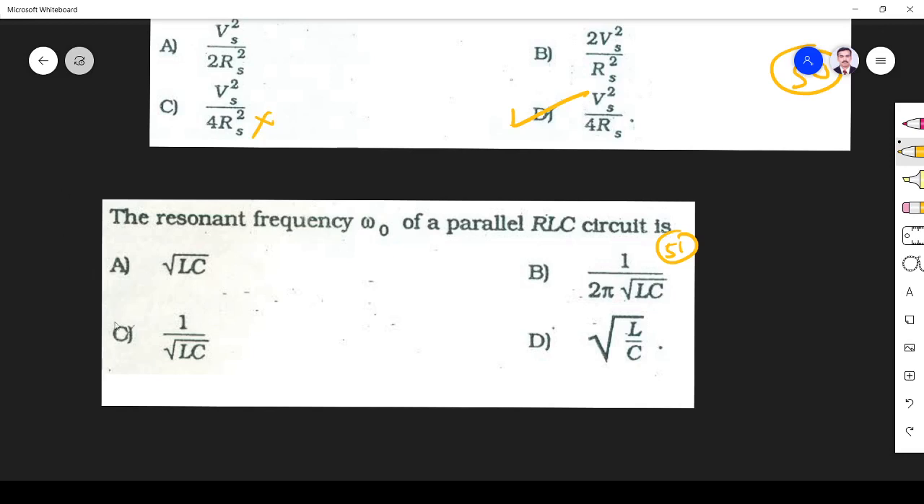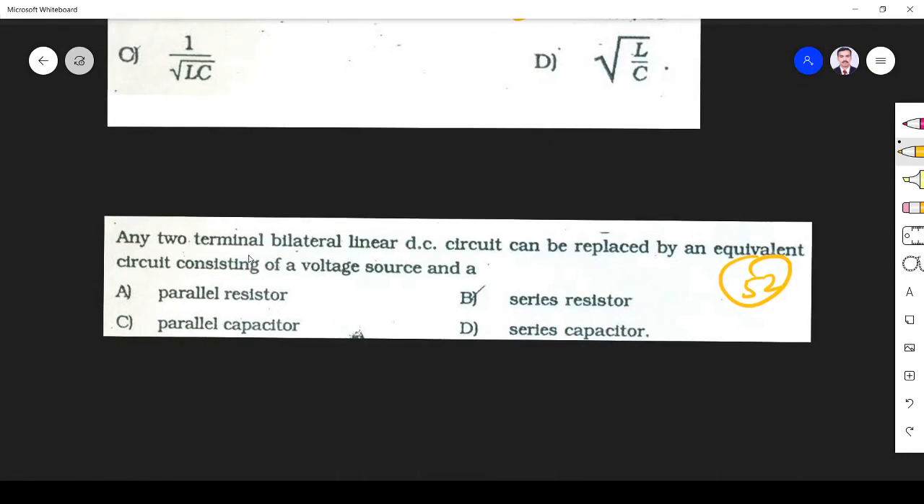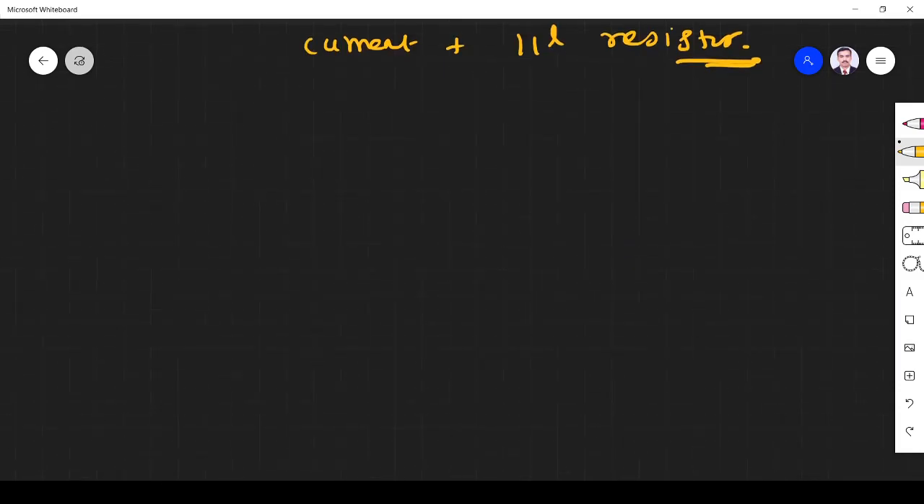Okay. Next, the resonant frequency of a parallel resonant circuit. Whatever be the resonance, whether it is series or parallel, f naught is equal to 1 by 2 pi root LC. So that is the answer. Next, a two-terminal bilateral linear DC circuit can be replaced by an equivalent circuit consisting of a voltage source with series resistance. If it is a current source, then with a parallel resistor, right? In that way we can replace. So option B is the right answer. Okay.